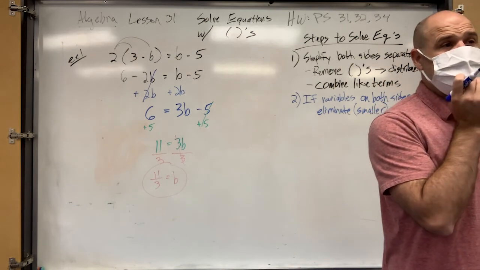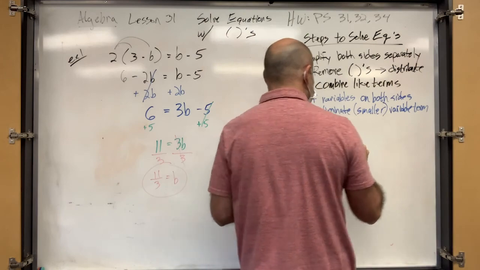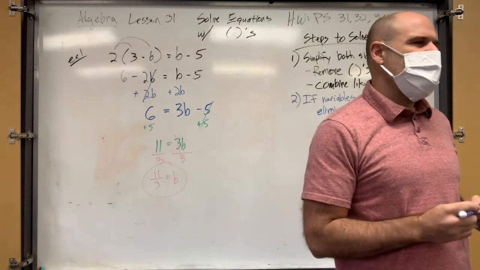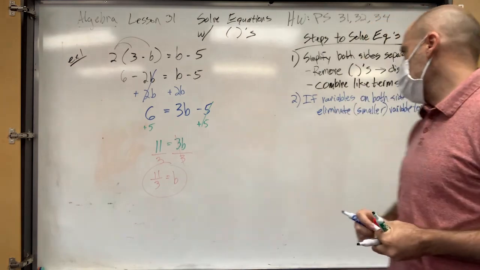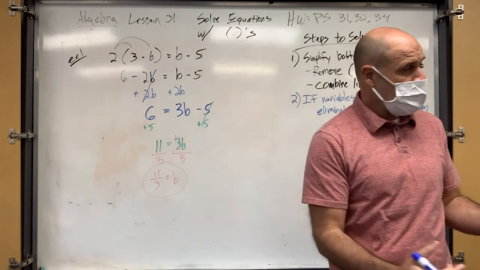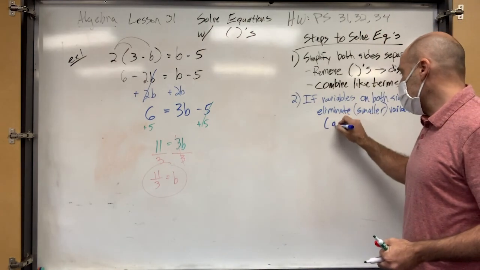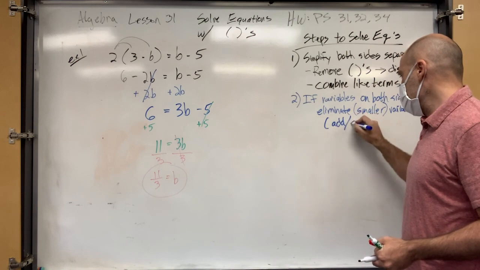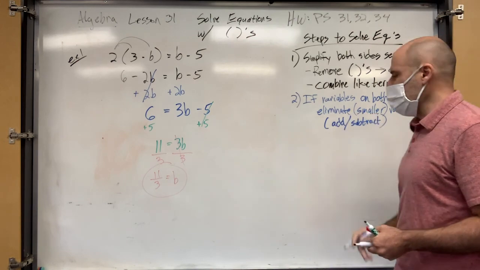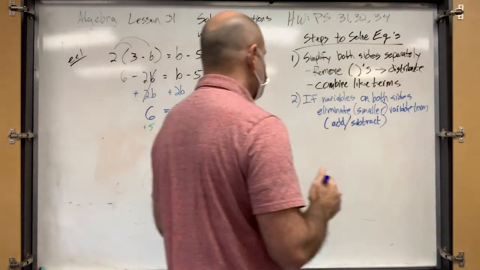And that's your goal, really. Keep it as simple as possible, because just those little things, one little negative sign can mess you up. All right, so how do you get rid of terms? Well, terms are either added or subtracted. So to get rid of them, you either subtract or add. So I'm going to just put add or subtract. So terms aren't multiplied or divided, they're just added or subtracted. So to get rid of them, do the opposite.